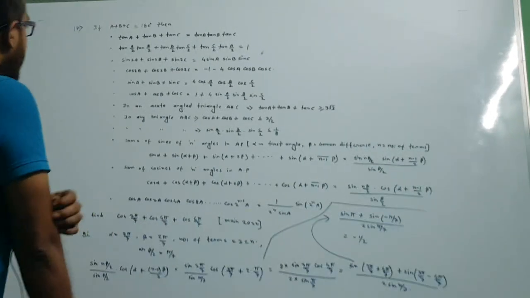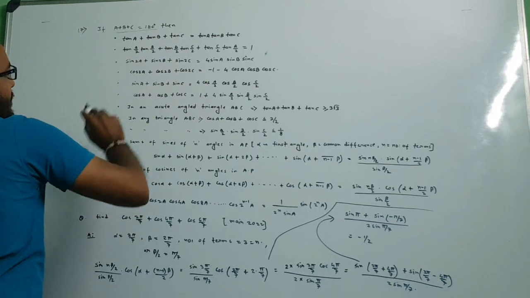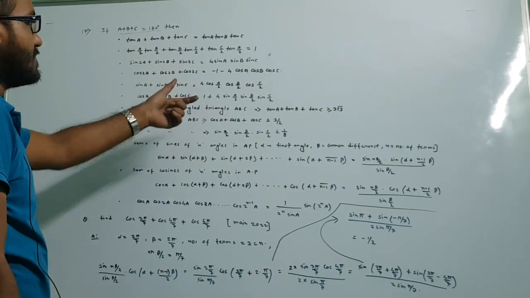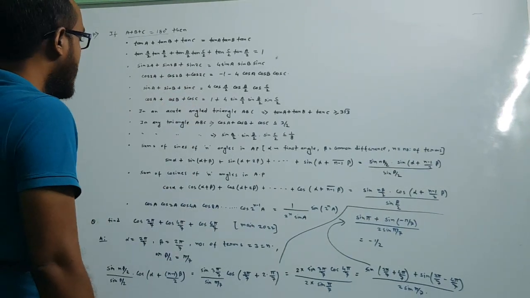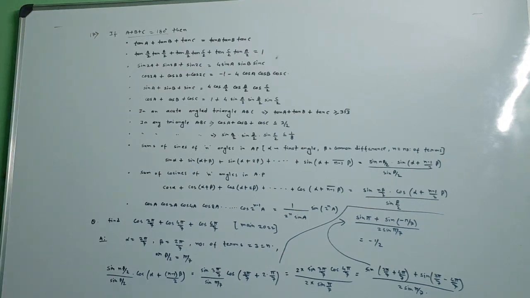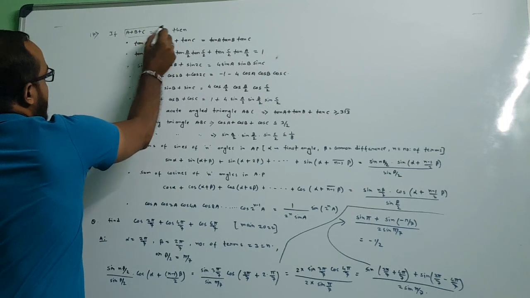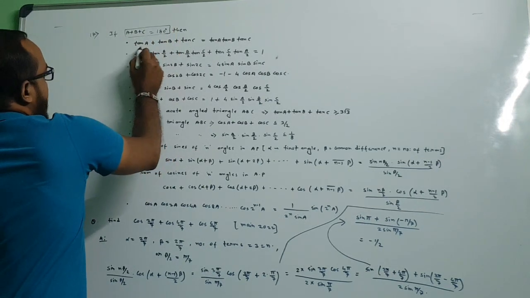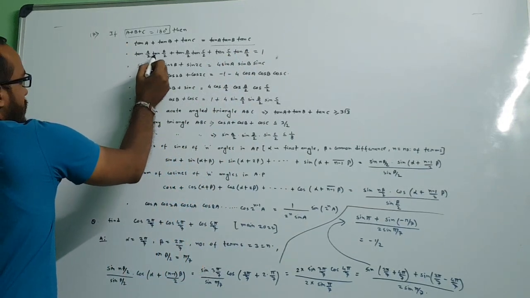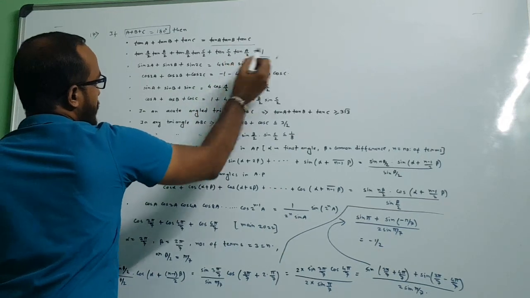So let us continue. See, if a plus b plus c equals 180 degree, then you have to remember these results. These are actually sums you can prove as homework, but if you remember these results, it will help you in solving MCQs very fast. If a plus b plus c equals 180 degree, then tan a plus tan b plus tan c is tan A, tan B, tan C. Tan of A by 2, tan of B by 2, plus tan of B by 2, tan of C by 2, plus tan of C by 2, tan of A by 2 is 1.